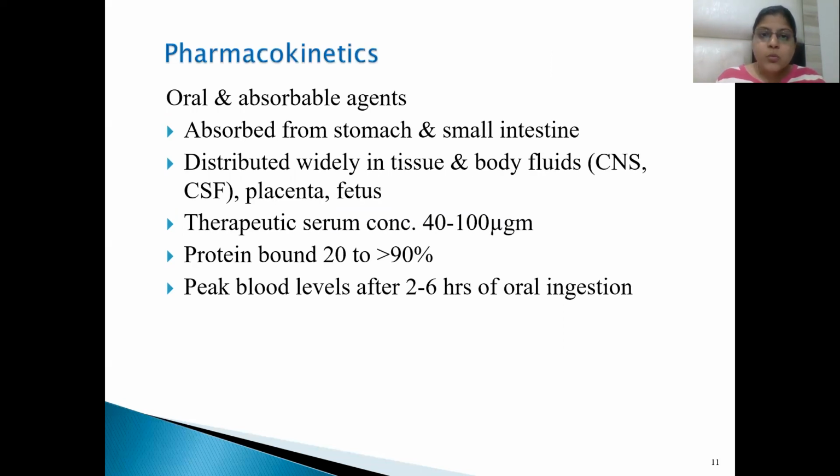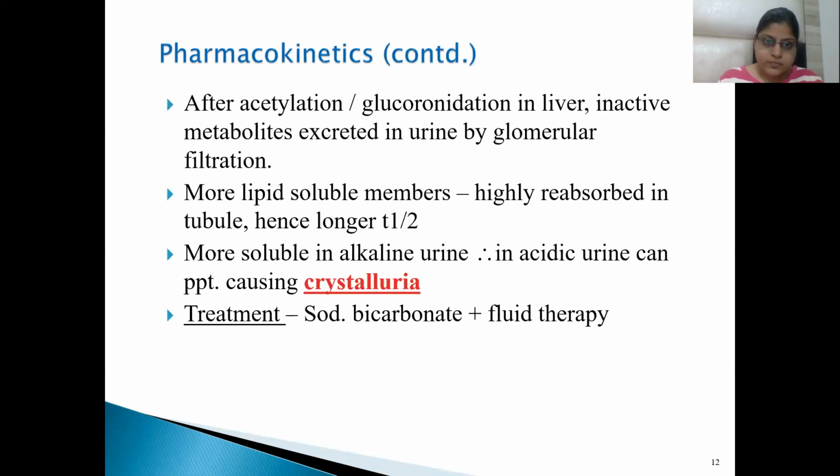Pharmacokinetics: oral absorbable agents are absorbed from the stomach and small intestine, and widely distributed in tissues and body fluids like CNS, CSF, placenta, and fetus. Therapeutic serum concentration is 40 to 100 microgram per mL. Protein binding is 20 to more than 90%. Peak blood levels are reached 2 to 6 hours after oral ingestion. These are metabolized by acetylation or glucuronidation in the liver. The inactive metabolites are excreted in the urine by glomerular filtration.